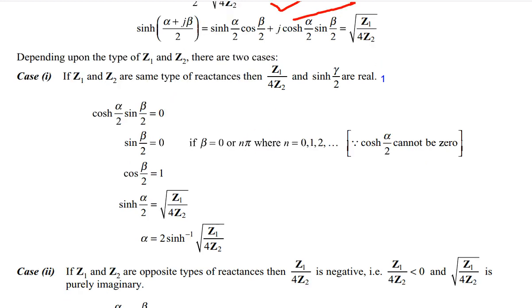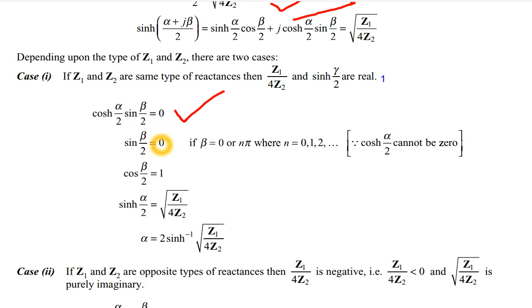Fine. So that is given here. First, the imaginary component is equated to 0. For that particular condition, it will be sine beta by 2 equals 0, because the hyperbolic cosine cannot be 0 at any time. You check this. Since that cannot be 0, but the product must be equal to 0, only sine beta by 2 must be 0, right?